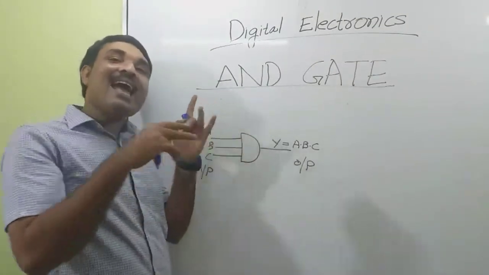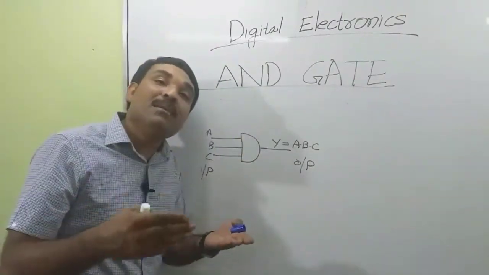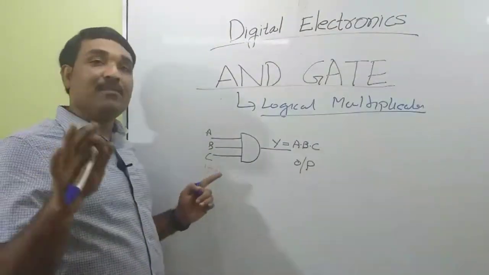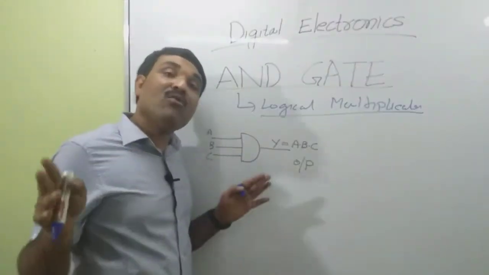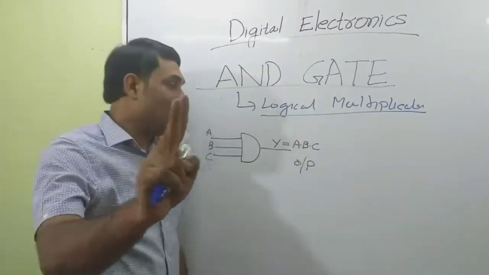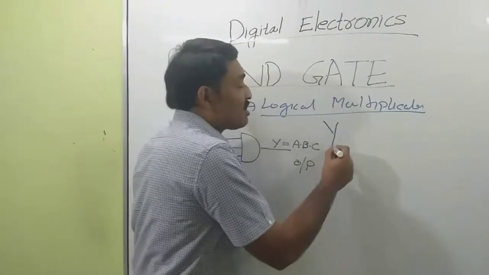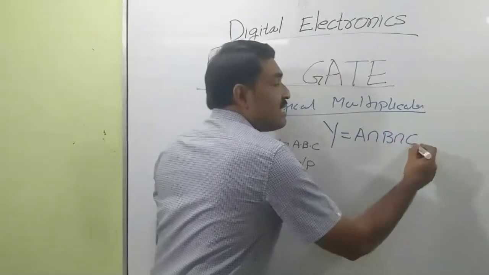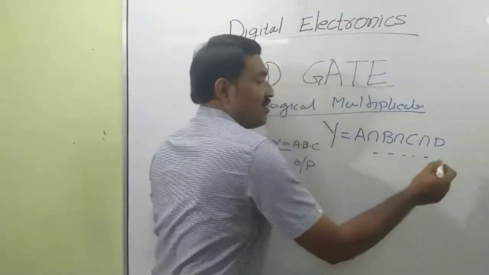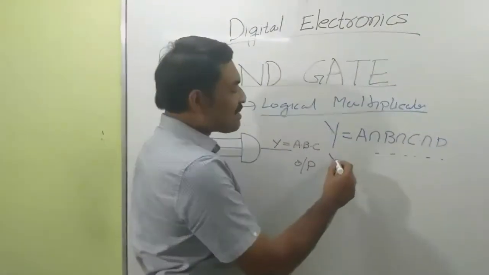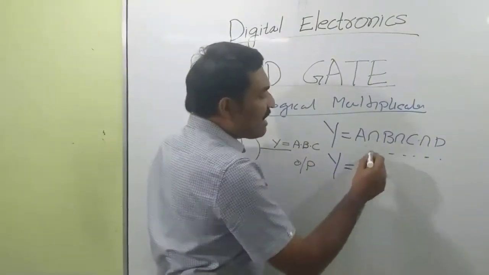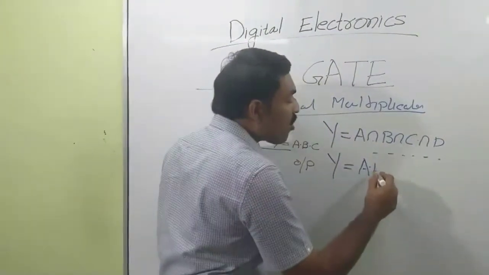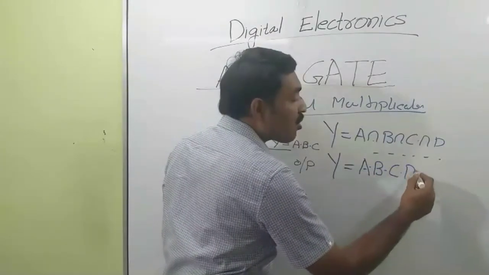Now the AND gate. The AND gate performs logical multiplication. Input may be 2 or more inputs. In this figure, I have drawn 3 inputs. That may be 4, 5, 6 or any number of inputs. But the minimum number of inputs is 2. And the output is the intersection operation. That is, Y is equal to A intersection B intersection C intersection D, and this goes on. Now we can represent this by logical multiplication, that is A dot B dot C dot D dot etc.